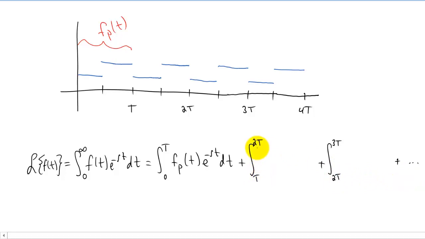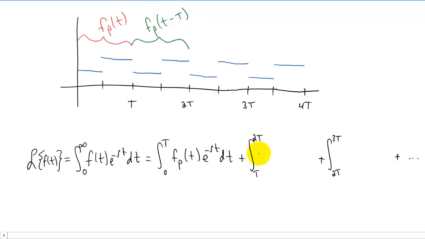Now let's look at this integral from T to 2T. If our function from 0 to T was f sub p of t, then the piece of the function from T to 2T that we're integrating here is the same function, it's just shifted to the right by T units. That's capital T units, of course. So we can put that piece of the function right here into this integral. The next piece of the function is just going to be f sub p shifted to the right by 2T units. So the infinite series of integrals that we get when we use the integral definition of Laplace transform is going to look something like this.